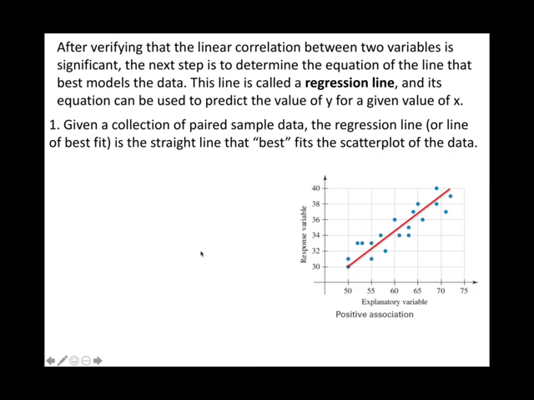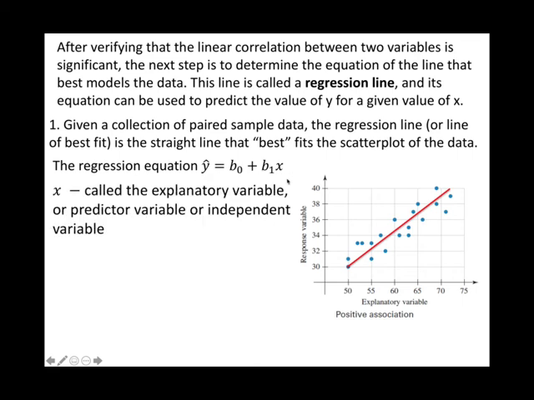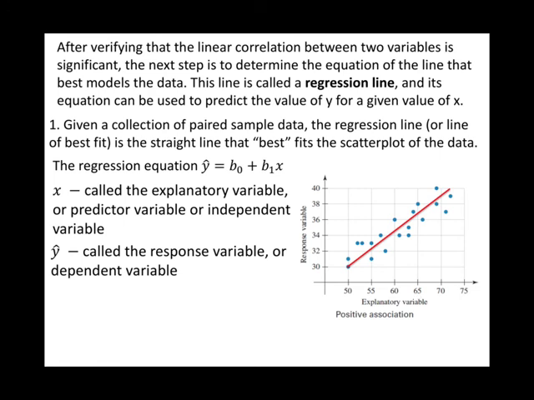So this regression equation is y hat equals b naught plus b1x. First, x is called the explanatory variable, predictor variable, or independent variable. Most of the time it is given. Y hat is called the response variable or dependent variable, because your y hat depends on your x. Whatever x is given, we can figure out what my y is.